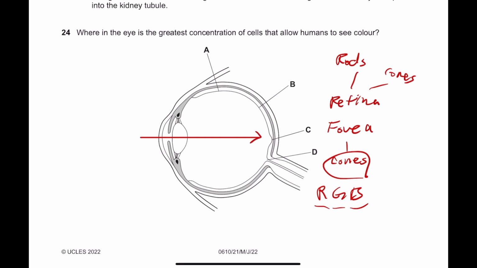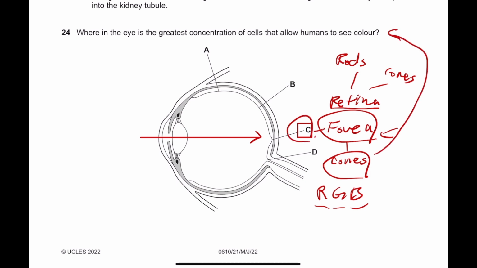So, B is the retina and C is the fovea. And of course, the retina does have cones, but not as many as the fovea, because the fovea has cones only. So for this question, I would choose C as the answer because cones are mostly concentrated in the fovea and that allows us to see color. Okay? So the answer for this question is C.